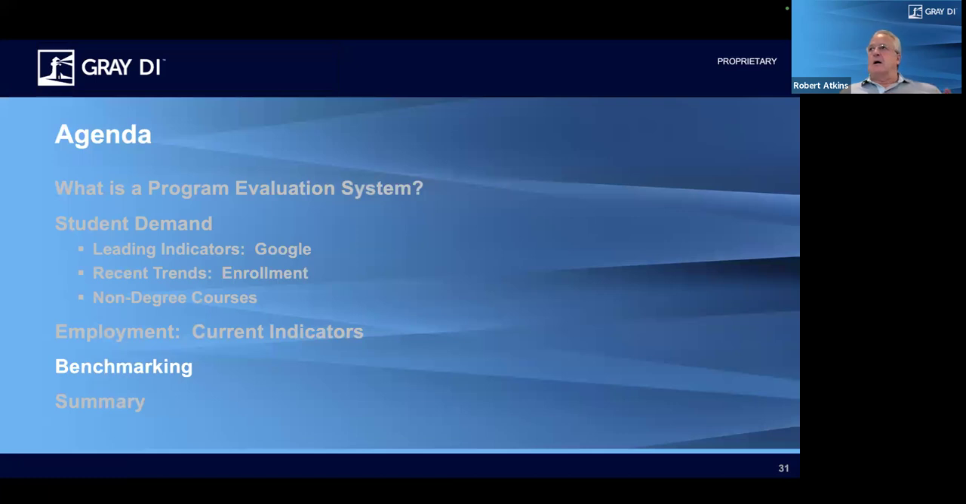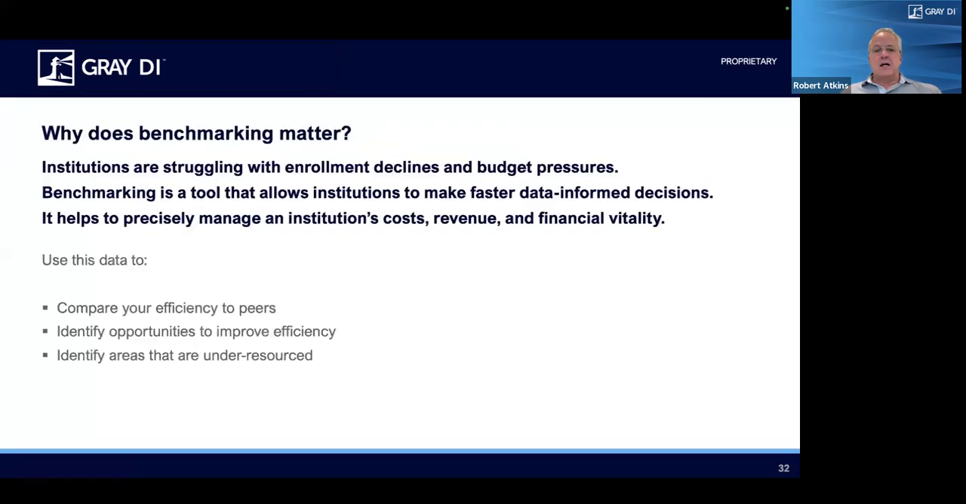Now let's do a hard pivot away from market demand and look at some information we have on benchmarking. That is, what should the revenue and cost and margin be for a given academic program or course? And some very interesting things in here. First, let's start with why you care.